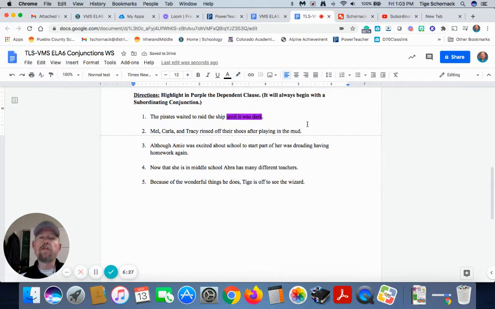So that's what you do in the third section. Each one of those is worth 1 point. You're going to highlight the whole dependent clause. Remember, they always begin with a subordinating conjunction.